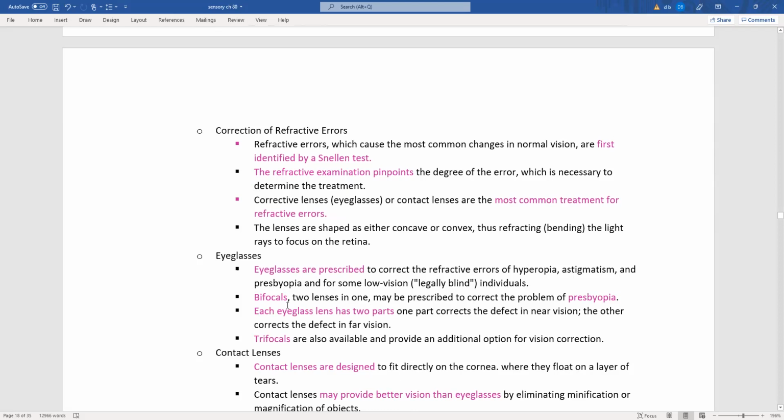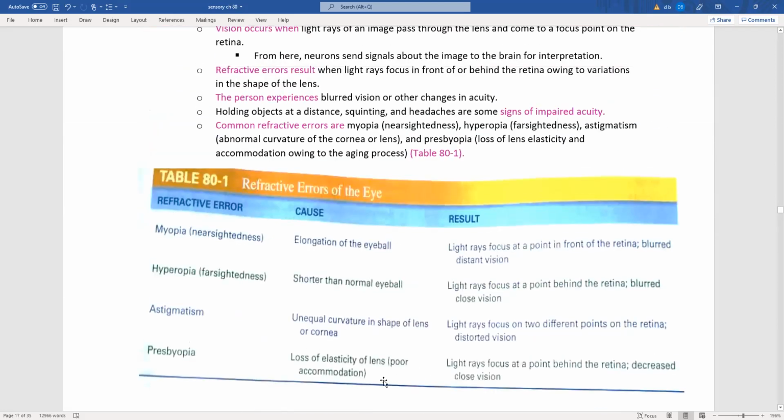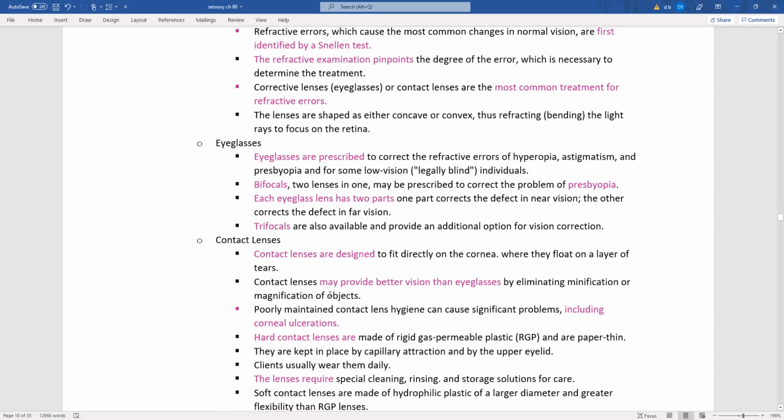Bifocals are thick. They're two thick lenses in one, and they may be prescribed to correct the problem of presbyopia. And presbyopia, again, is the loss of lens elasticity, accommodation, owing to the aging process.